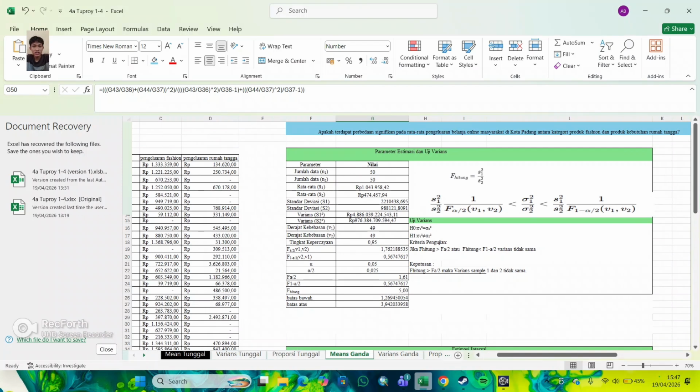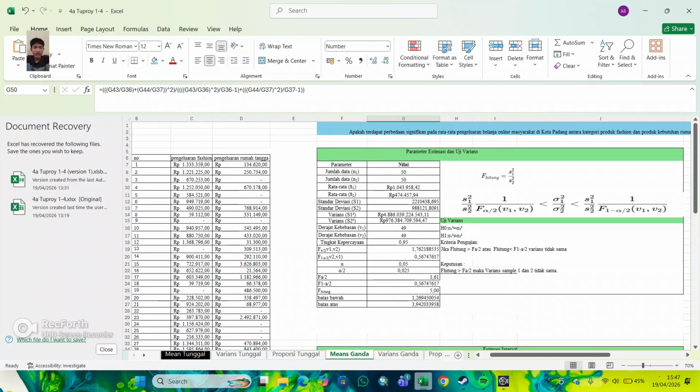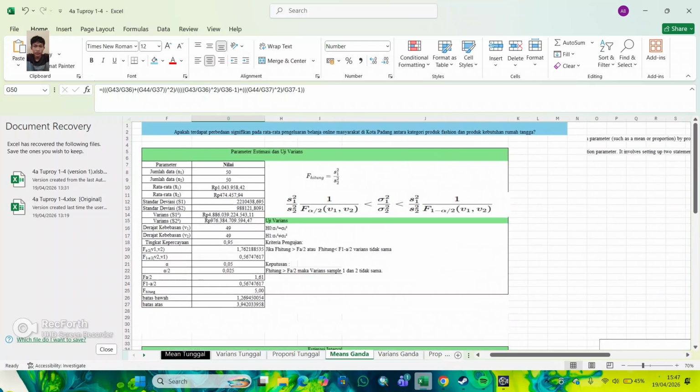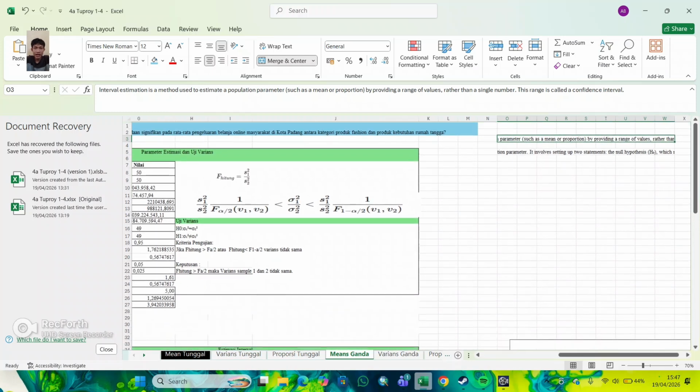In this occasion, I will explain to all of you about the mean test with two samples. The first one, I will explain about what is interval estimation. Interval estimation is a method used to estimate a population parameter such as a mean or proportion by providing a range of values rather than a single number. This range is called a confidence interval.